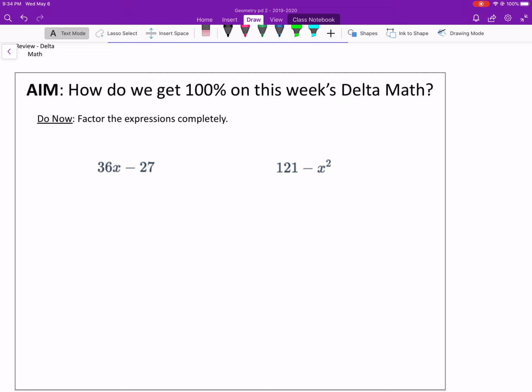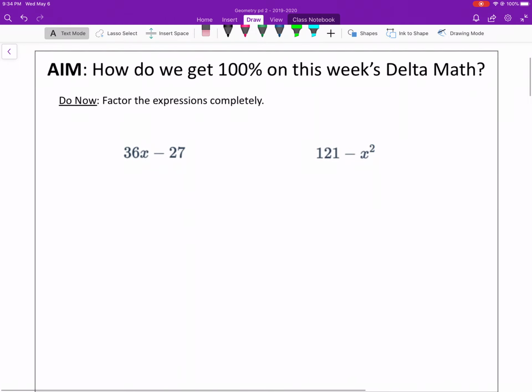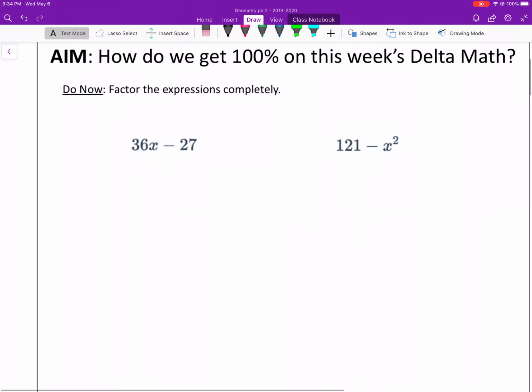We always check for GCF factoring first. The first expression, 36x minus 27, there is a common factor. Also, it really wouldn't be dots because they are not perfect squares. 36 is a perfect square, but 36x is not, and 27 is not. I know it's subtraction, but there are no perfect squares there. But we check for GCF first.